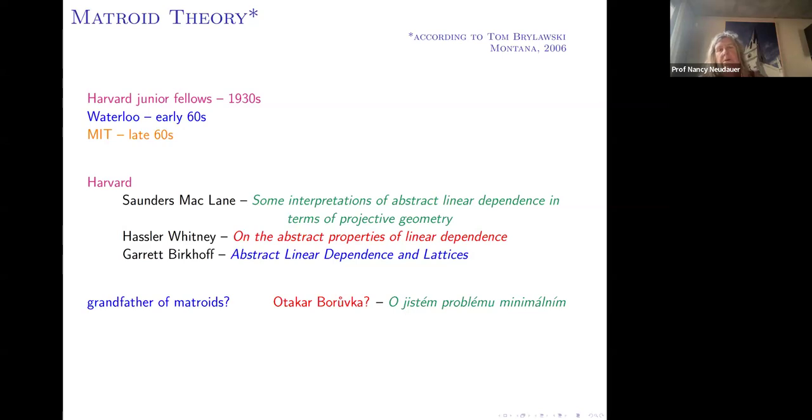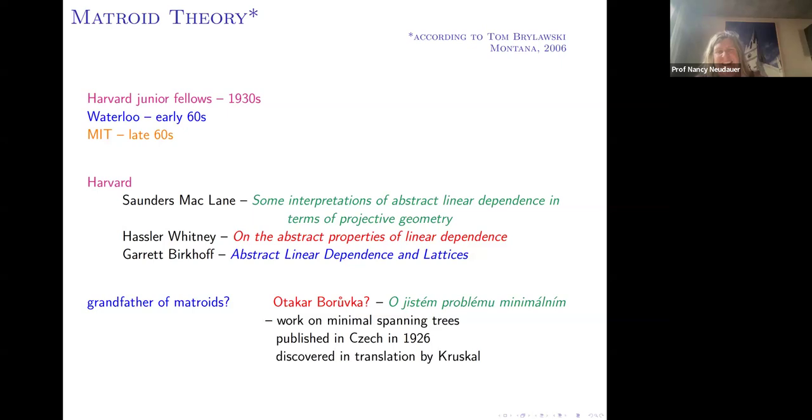And so you'll see matroids come up in all these fields, but you never know who really gets the right credit for things. So maybe we should call Otakar Borůvka the grandfather of matroids. I don't know if any of you have read this paper in Czech, but it was discovered in translation by Kruskal, who you might have also heard of, in 1926, which means we're coming up on the 90th anniversary of matroids, but if we count Borůvka's work, maybe it's the centennial next year.